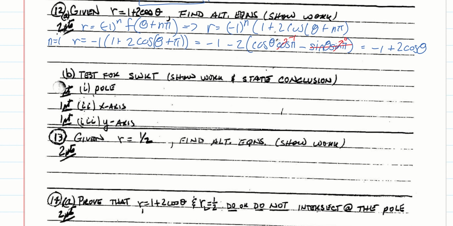And then n equals 2, r will equal +1, because it'd be squared, times 1 plus 2 cosine theta plus 2 pi. So it equals 1 plus 2 times cosine theta, cosine 2 pi. This is just 1. Minus, it'll be the same deal here. It'll be 0. And we're left back with the original equation, 1 plus 2 cosine theta.